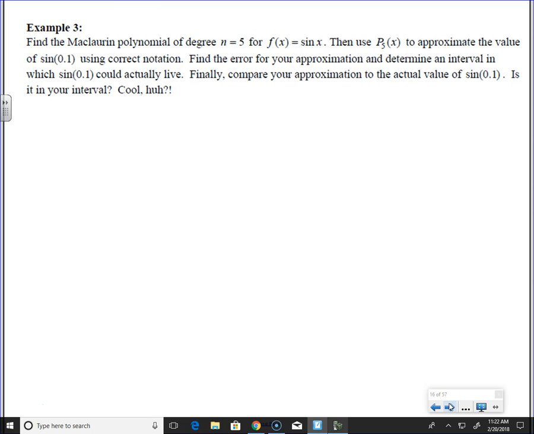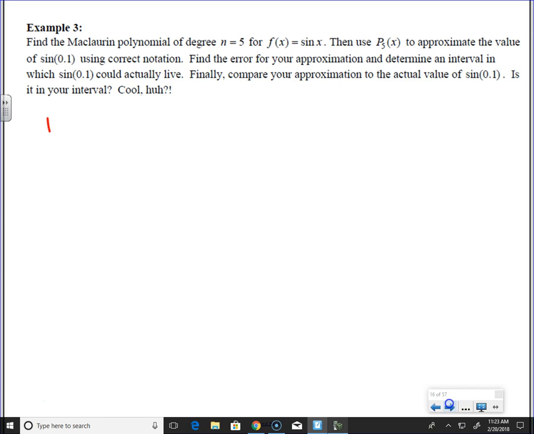Okay. So, find the Maclaurin polynomial of degree n equals 5 for f of x equals sine of x. Then use the 5th degree Taylor or Maclaurin polynomial to approximate the value of sine of 0.1 using correct notation. Find the error. Okay, let's just start. What's the Maclaurin polynomial for n equals 5 of sine?